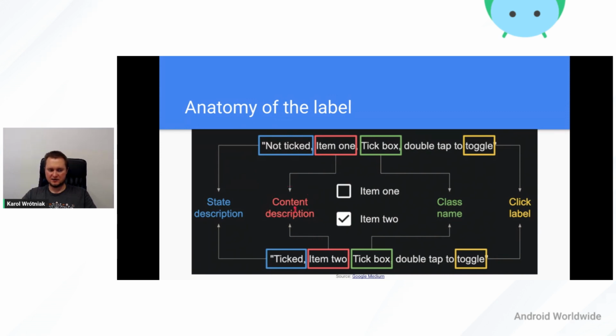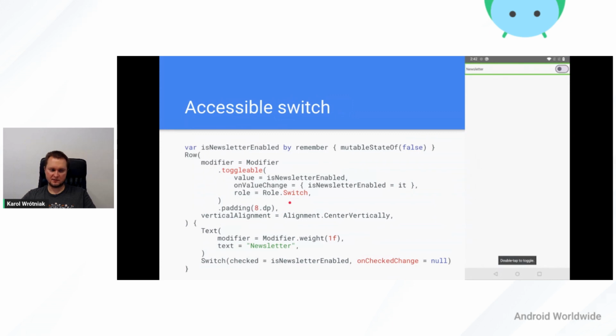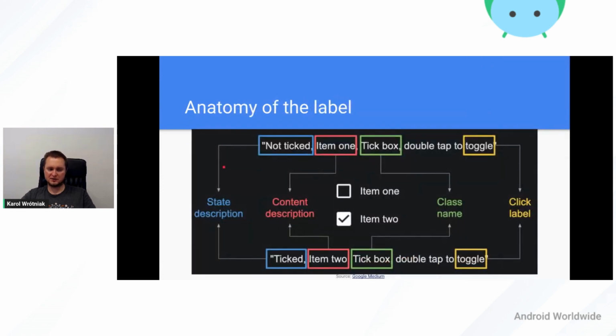Next, the most important part, which is pretty much always present, a content description. If there are some texts inside, they will become the content description. For example, here, newsletter is the content description. If there is more text in this row, they will be concatenated to make a content description. In case of images, icons, you have to provide the content description yourself. There is a required parameter for that.